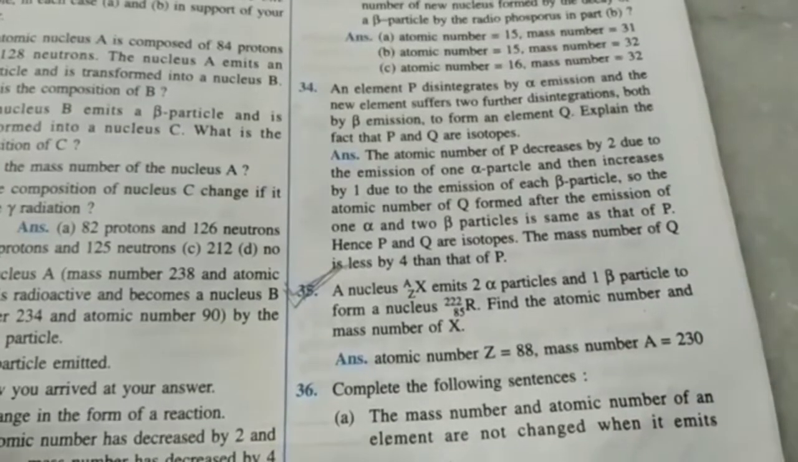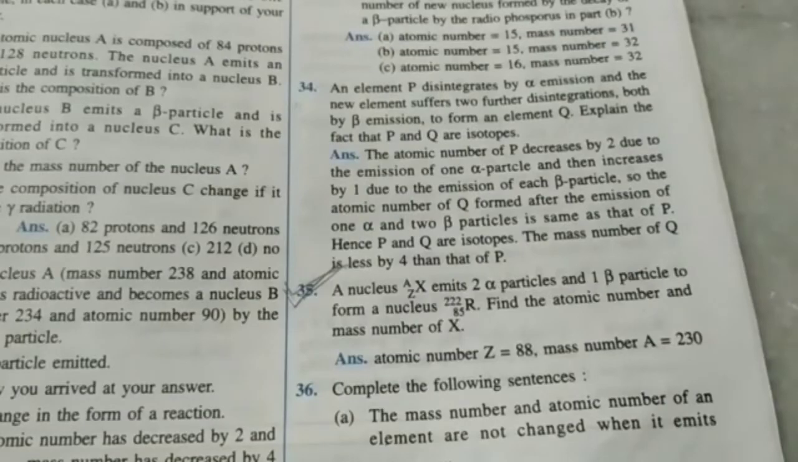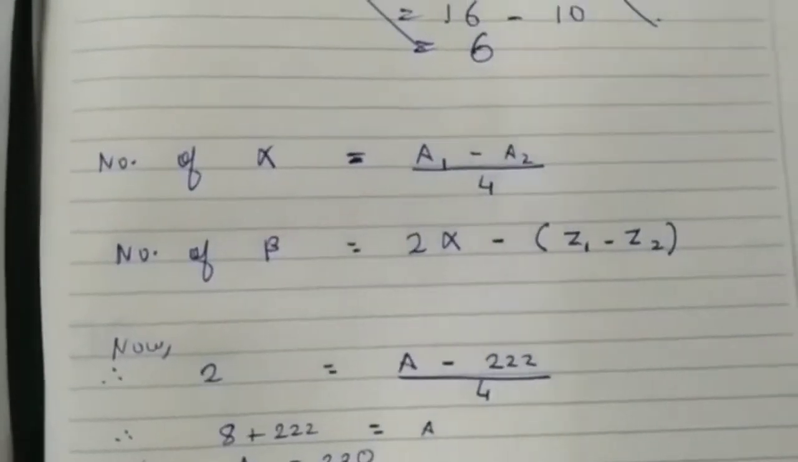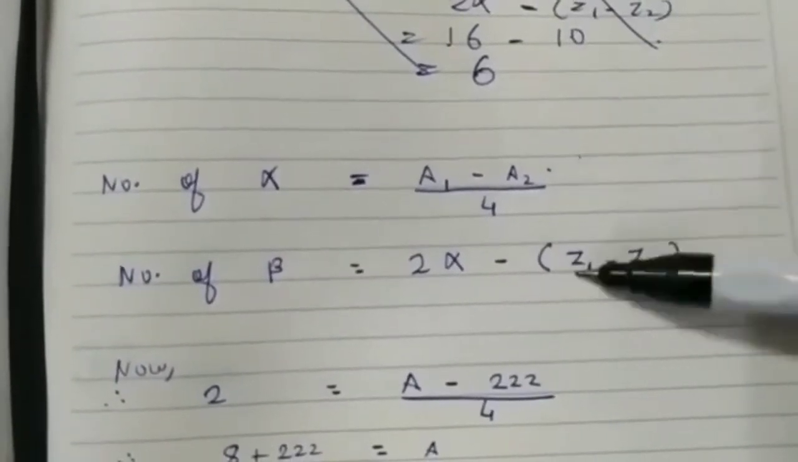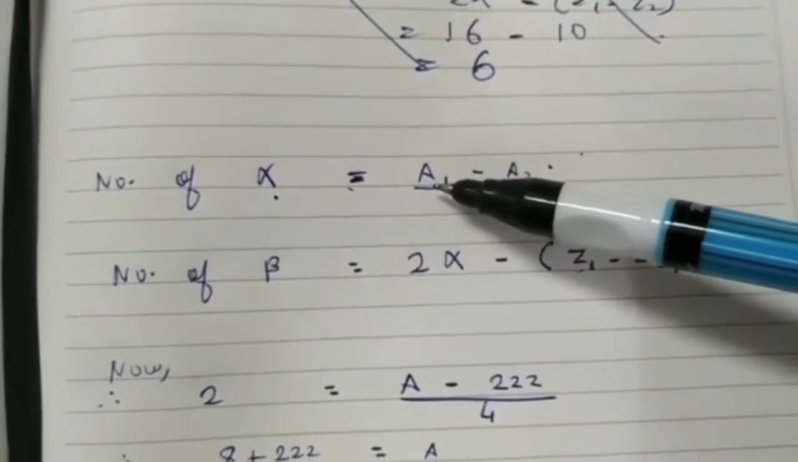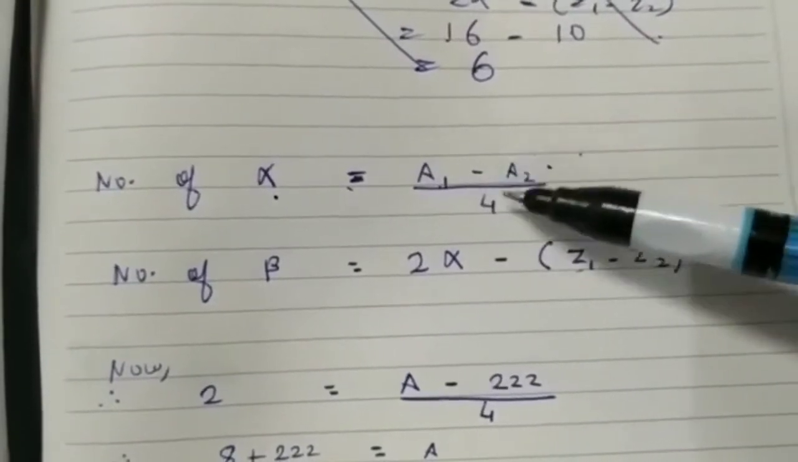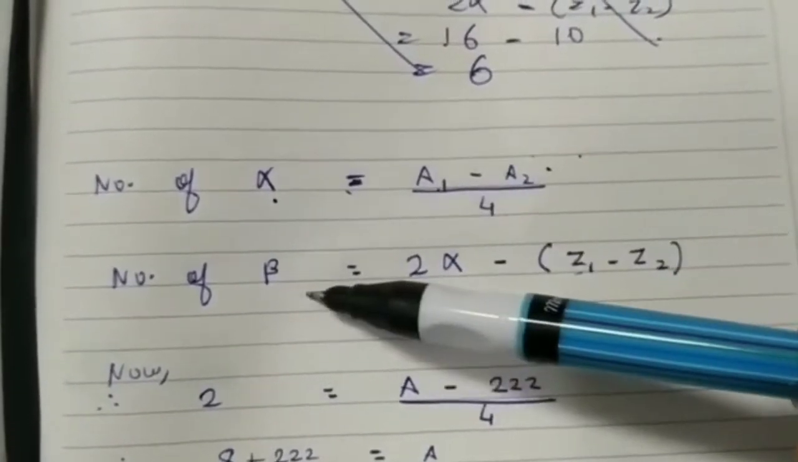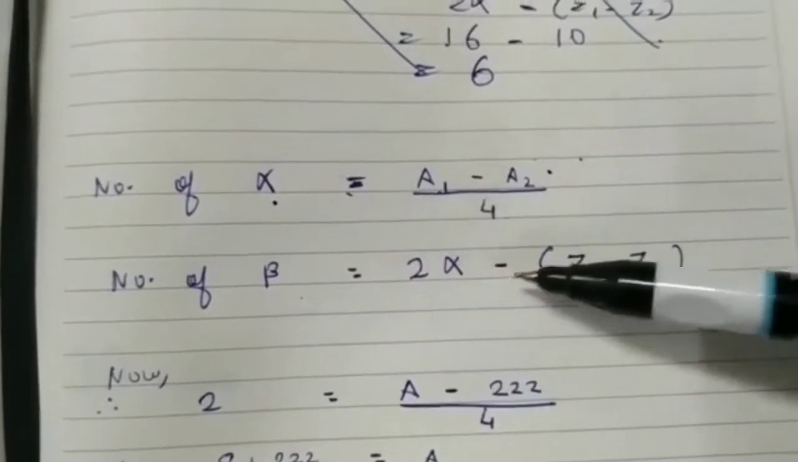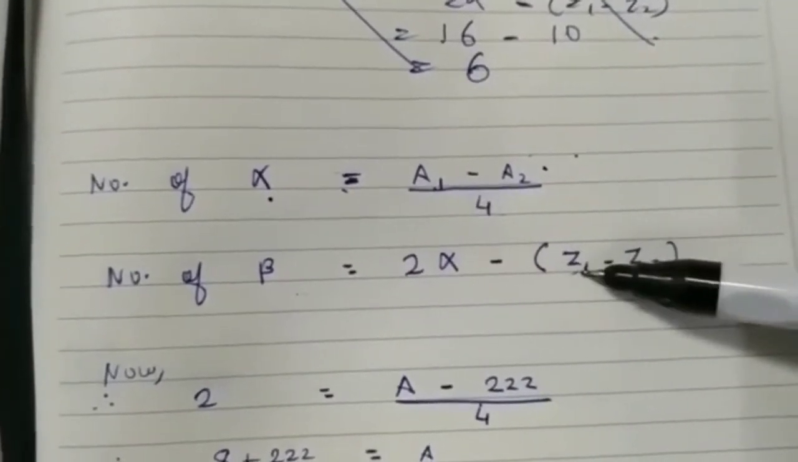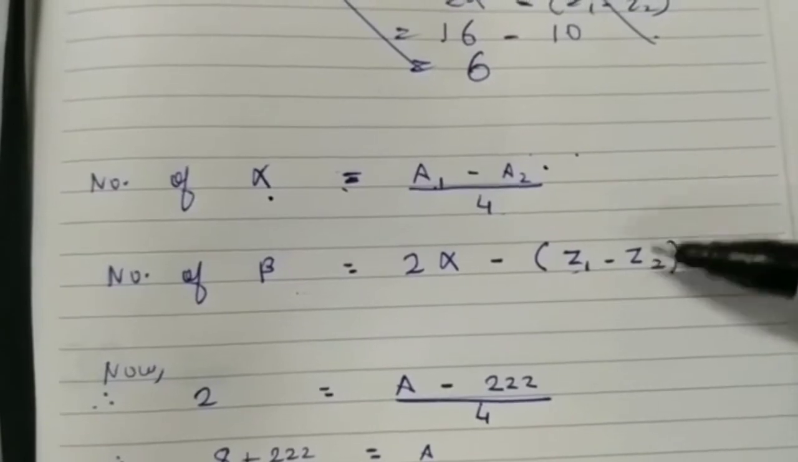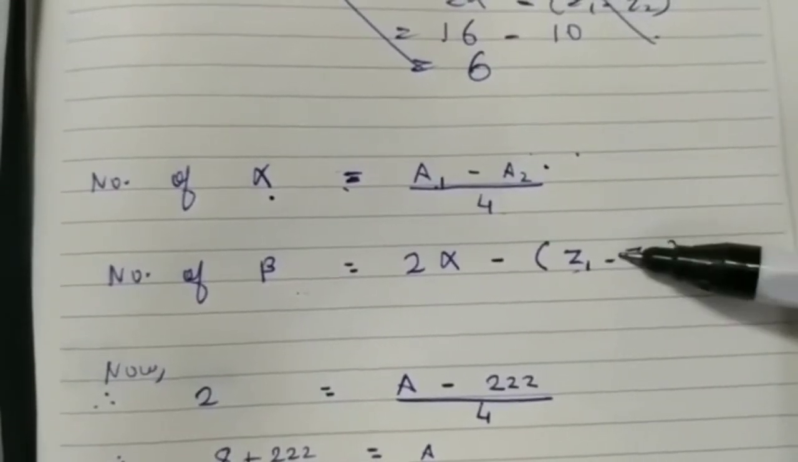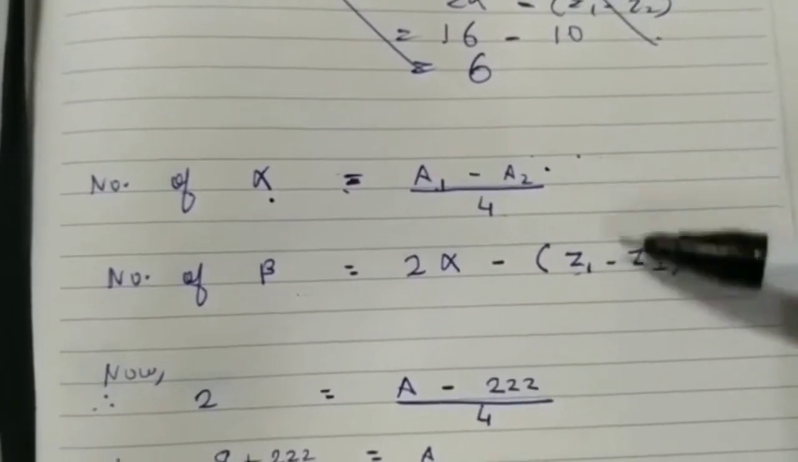Well, if 2 alpha particles and 1 beta particle are released, now you just have to remember these two formulae. Number of alpha particles is the original mass number minus new mass number upon 4, and number of beta particles is 2 times the alpha particles minus brackets original atomic number minus new atomic number. How I derived these formulae? Well, let's see if you can figure it out.